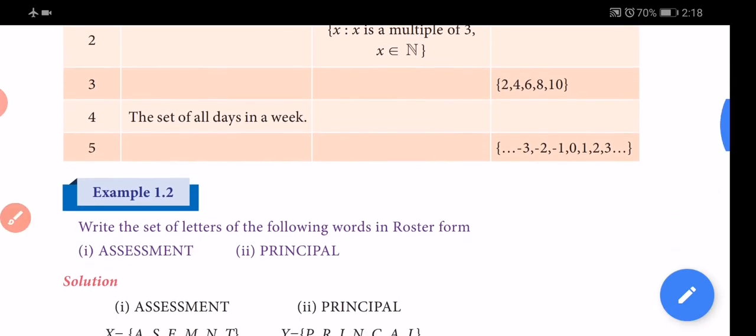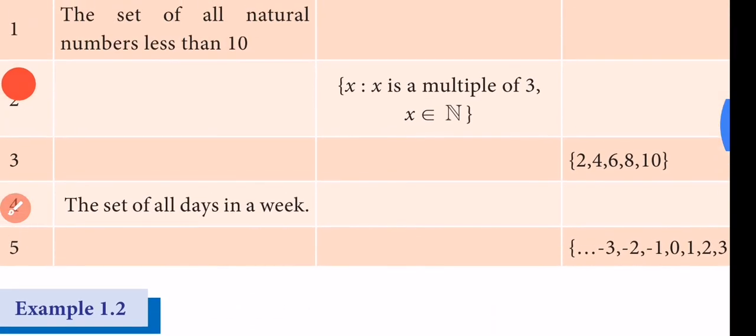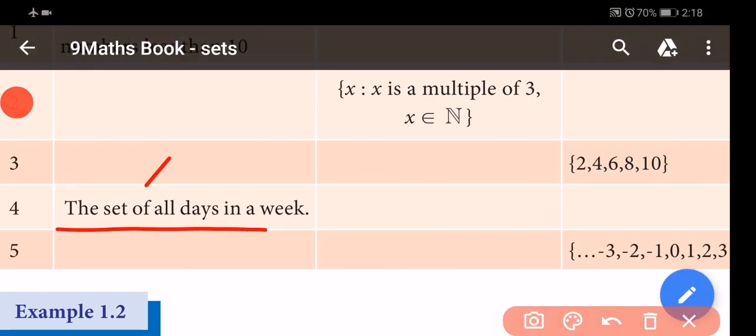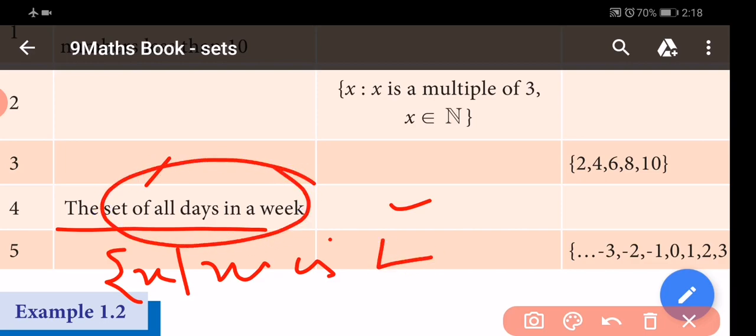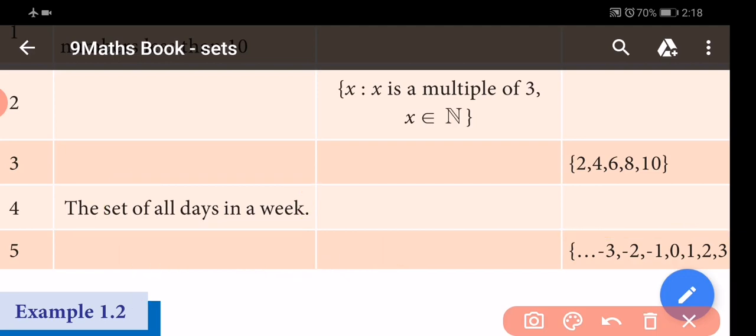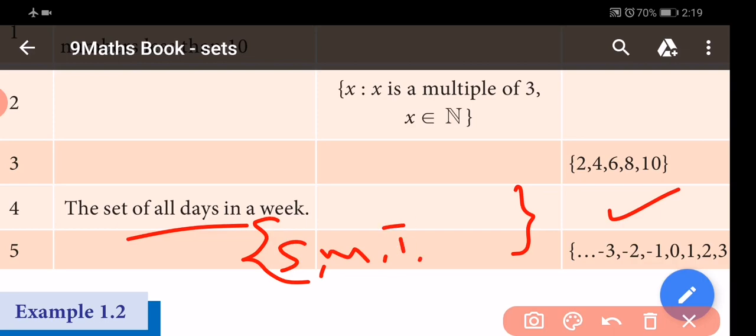And fourth one, the set of all days in a week in descriptive form. Here in the set builder form, we write for all x such that x is the set of all days in a week. And how do you write in roster form? In the roster form, we use the set notation. What are the days in a week? Sunday, Monday, Tuesday, Wednesday, Thursday, Friday and Saturday. Okay.